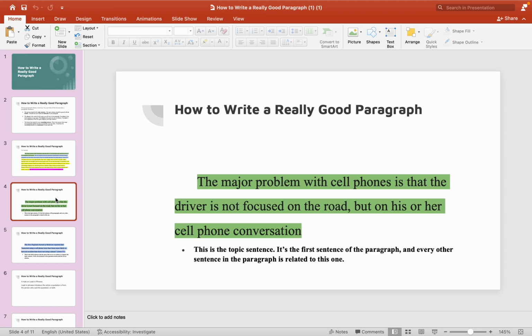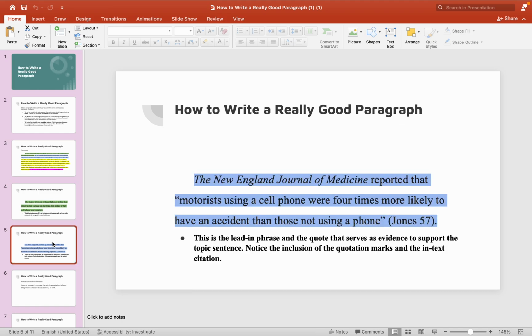So this is the topic sentence. It's the first sentence of the paragraph, and you can see it's pretty broad, and every other sentence in the paragraph is related to cell phones being distracting while driving. This is the lead-in phrase to the quote: "The New England Journal of Medicine reported that." That's a lead-in phrase. And then you have the quote from an article by Jones. You'll notice the inclusion of the quotation marks and the in-text citation.